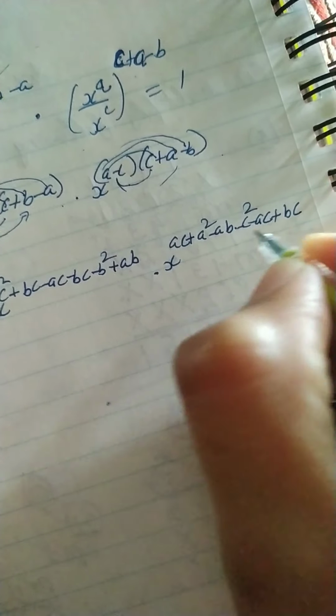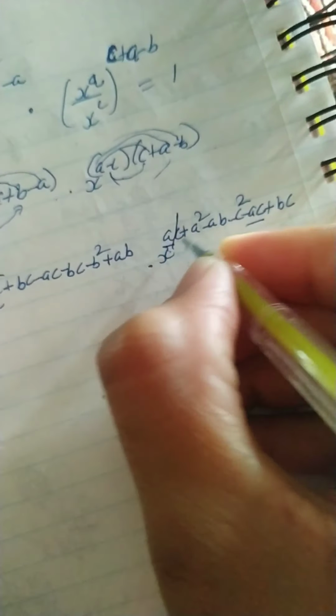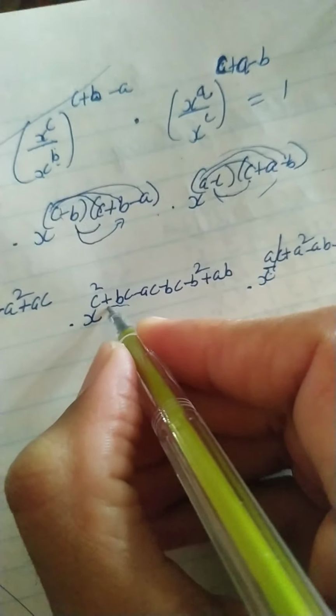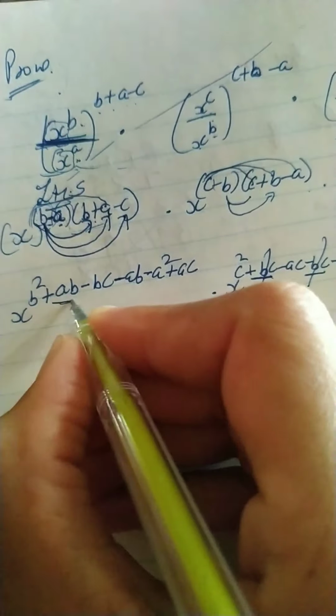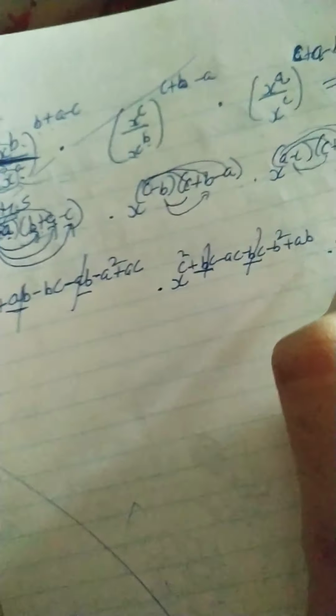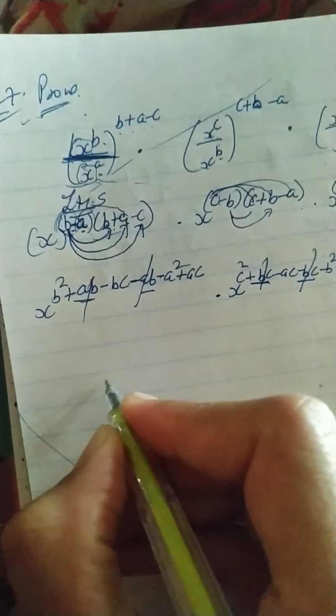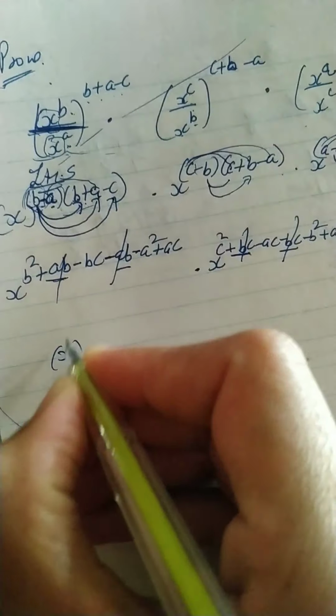Now minus ac plus ac cancel, plus bc minus bc cancel, plus ab minus ab cancel. Bases are same and there is multiplication, so write the base only once and add all the powers.